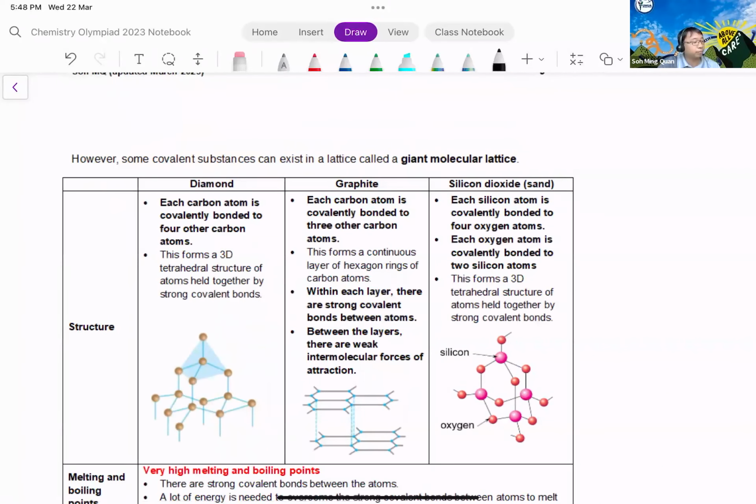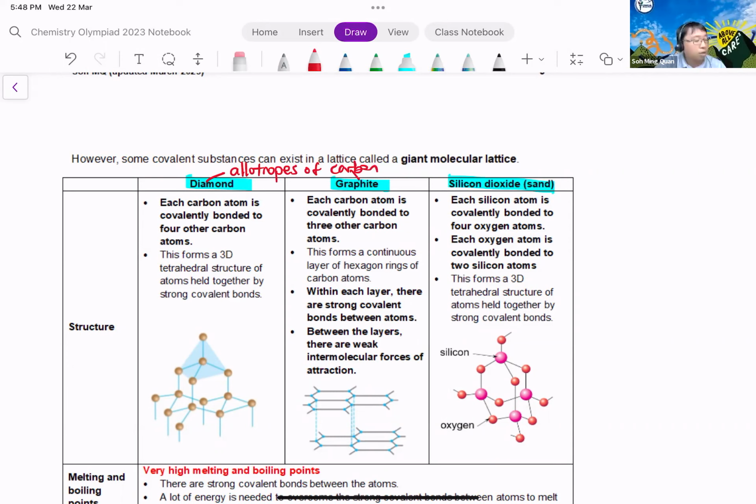Now, on the other hand, some other substances which have covalent bonding adopt a wholly different structure. This structure is called a giant molecular lattice. Examples of covalent substances that have a giant molecular lattice are diamond, graphite, and silicon dioxide, or sand. Diamond and graphite are interesting because they are both the same element. They are carbon; they are allotropes of carbon.